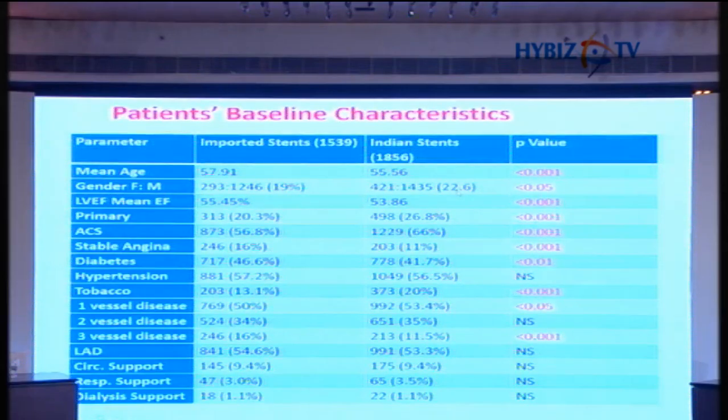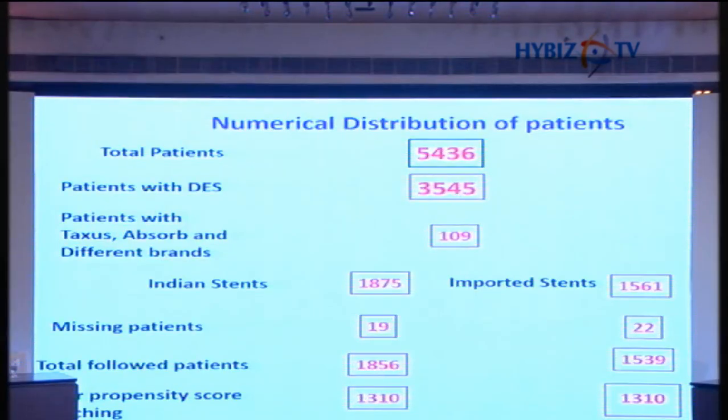Okay. So 5,436 patients were there, with DES in 3 years, with 3,545. We excluded, as I told you, taxes observed, 109 were excluded. As you can see, there is nearly 98.5 to 99% follow-up of both the groups. We ended up with 1,856 Indian stents and about 1,539 imported stents.